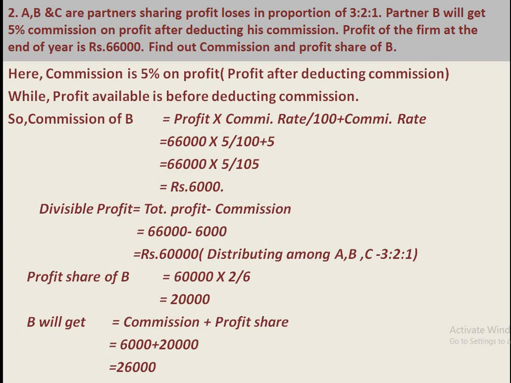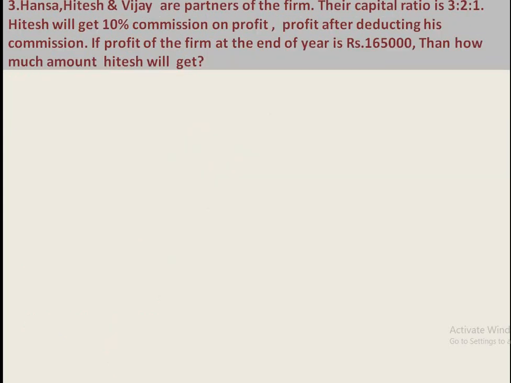Okay, let me check the next sum. This is exactly a sum from your exercise textbook. Hansa, Hitesh and Vijay are partners of the firm. Their capital ratio is 3:2:1. Okay, here I would like to say something. Guys, this 3:2:1, check it carefully. It is capital ratio.